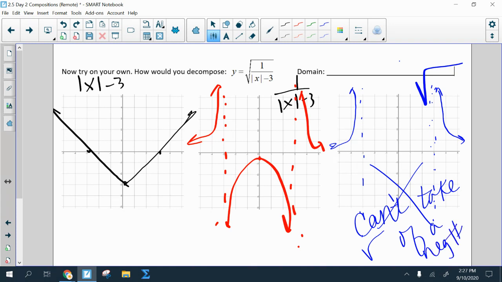Okay, so the domain restrictions turn out to be negative infinity to -3 and then 3 to infinity. All right, hope that makes sense. Again, write down your questions.